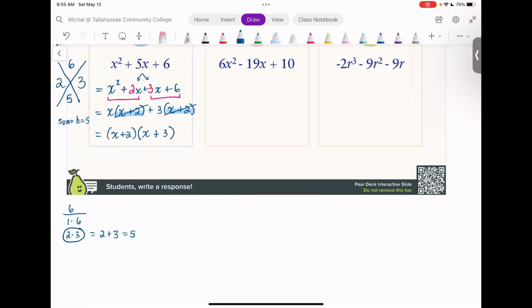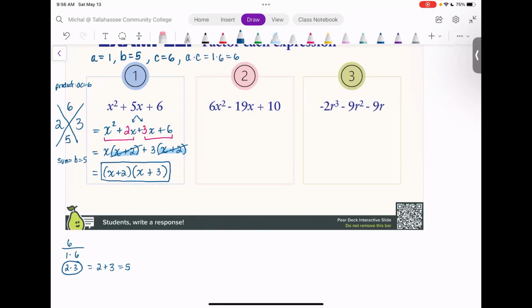Right, and now I have a factored expression. x plus 2 and x plus 3 have no more common factors, and my entire expression has been written as a multiplication problem. So I have successfully factored this expression.